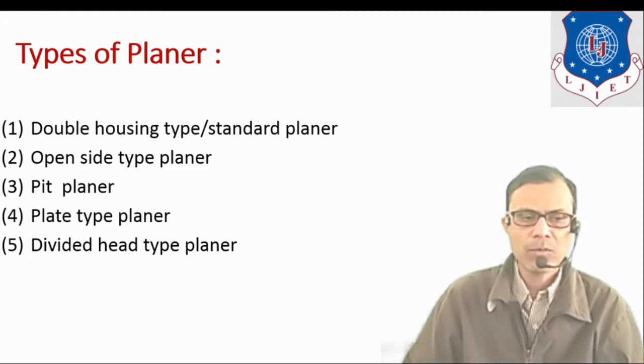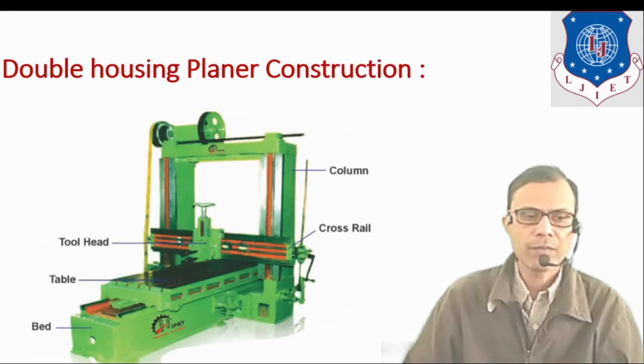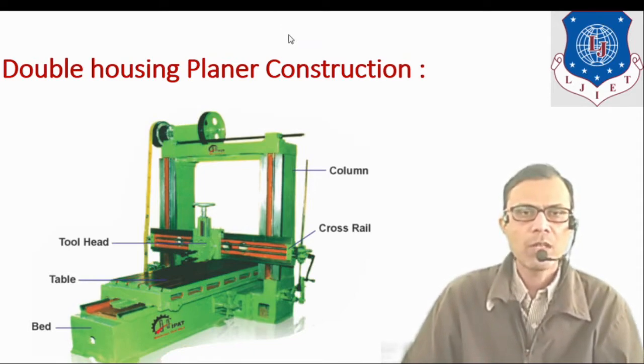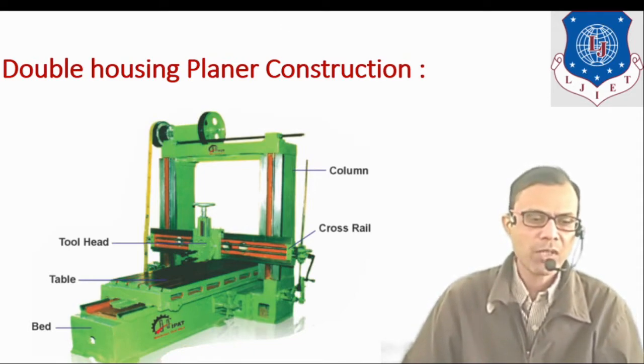The several types of the planers are double housing, which is also known as the standard planer, open side planer, pit planer, plate type planer, and divided head type planer. So these are five main types of the planing machine. Among them, double housing planer, also known as the standard planer. So let us see the construction and working of double housing type planing machine.